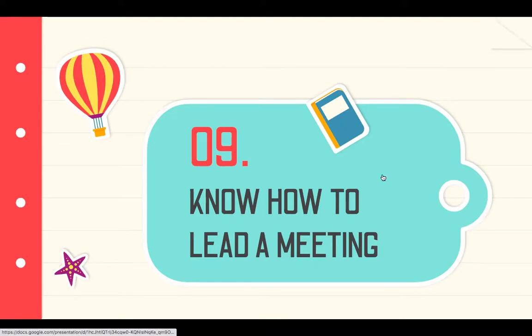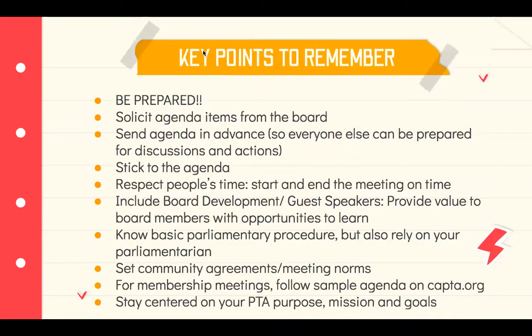Number 9, how to lead a meeting. This is the fun part. The president should run all the PTA meetings. You're the representative. There's a lot of key points. I'm not going to go through all this, but just some key points to remember. Solicit agenda items from the board. You're a team, just put it together, and when you're ready, post it, get that meeting, and stick to the agenda. Just respect everyone's time, start on time, finish on time, and include some fun stuff in there.